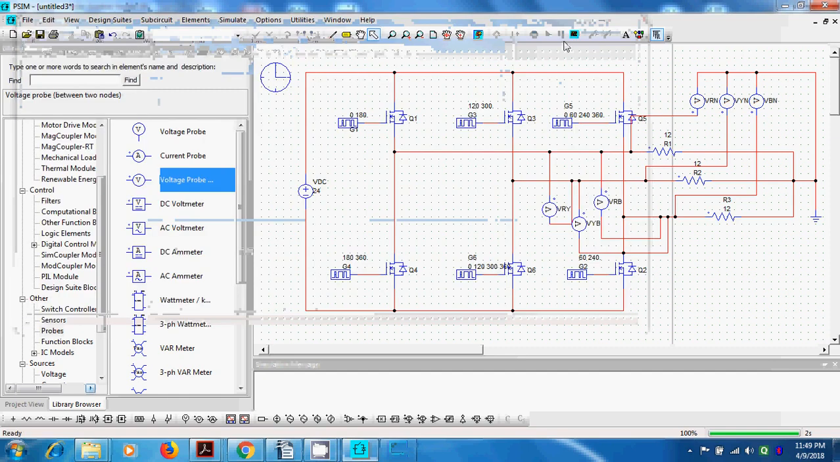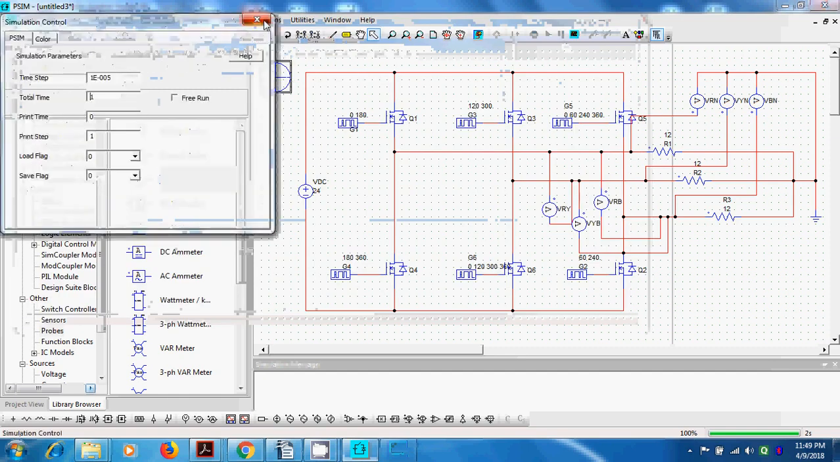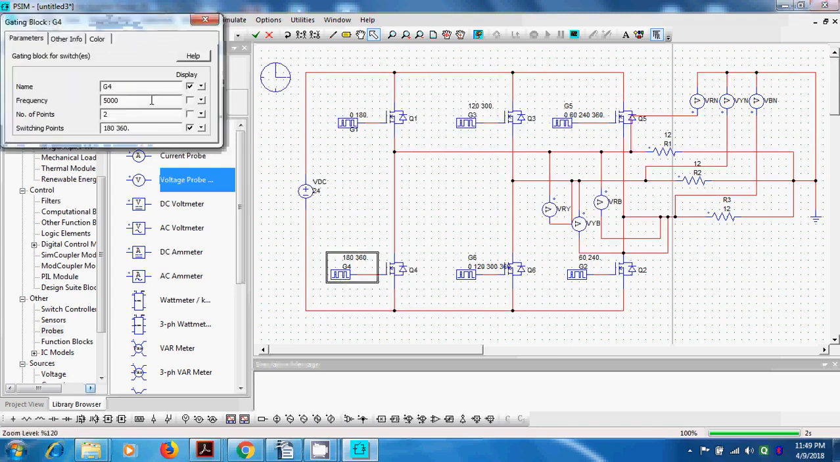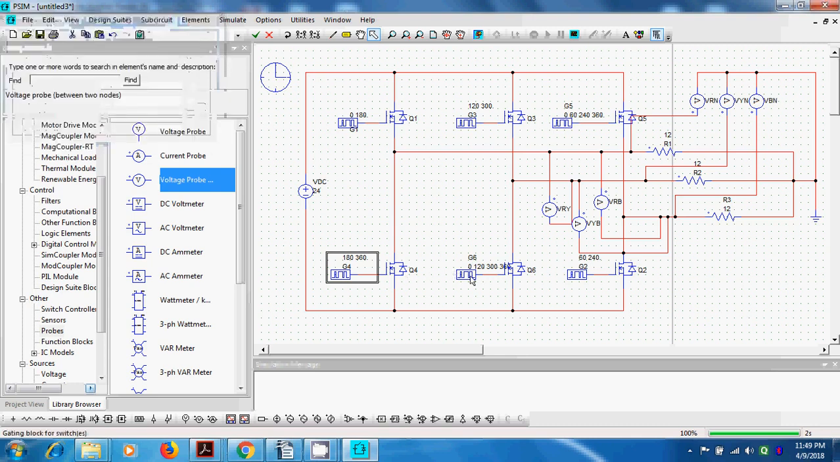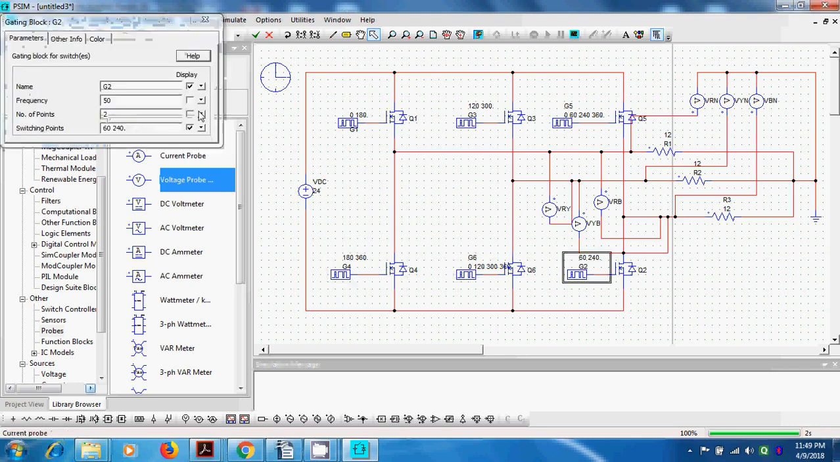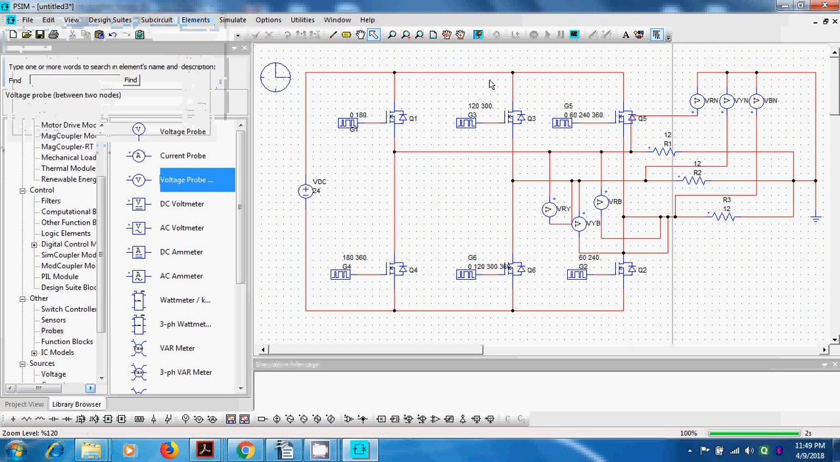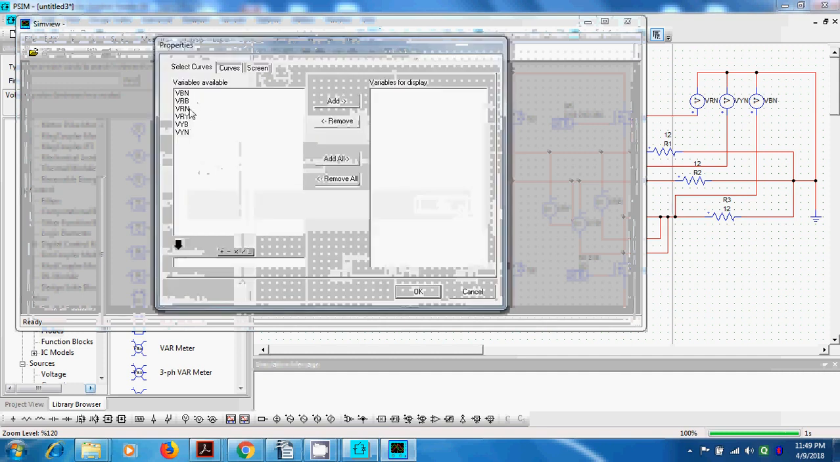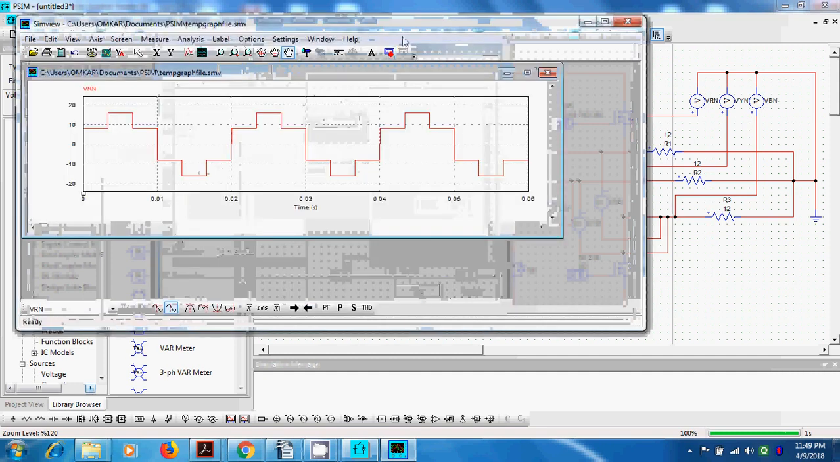The frequency that I have taken in simulation control must be 50. All must be the same. Frequency must be the same. If the frequency is wrong, your output voltage waveform will have different frequencies. So that has to be taken care of. Now I will run it. I want to see the VRN. So yes, this is my VRN.